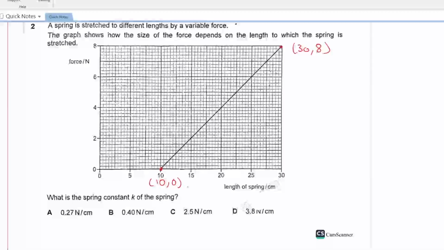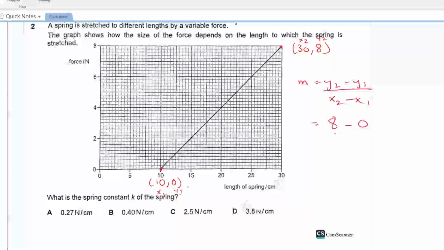Yes, you can just calculate the gradient of this graph. This is y2, this is x2, this is y1, this is x1. The gradient will be equal to y2 minus y1 over x2 minus x1. y2 is 8, y1 is 0, x2 is 30, x1 is 10. This comes out to be 8 over 20, that is 4 over 10, that is 0.4 Newton per centimeter.